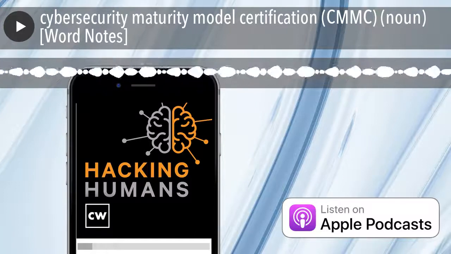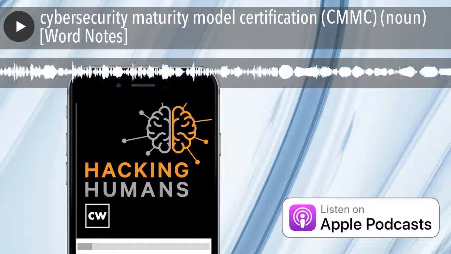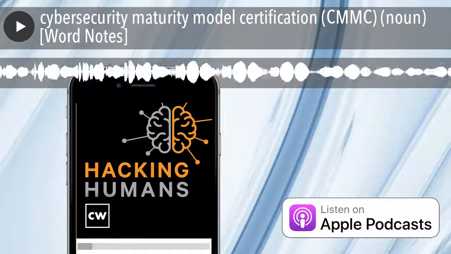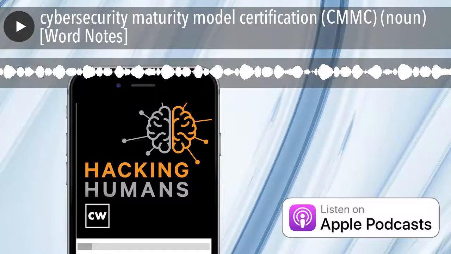Example sentence: even if you're not a prime defense contractor, it's likely that you will need to add CMMC to your list of compliance obligations in the near future.